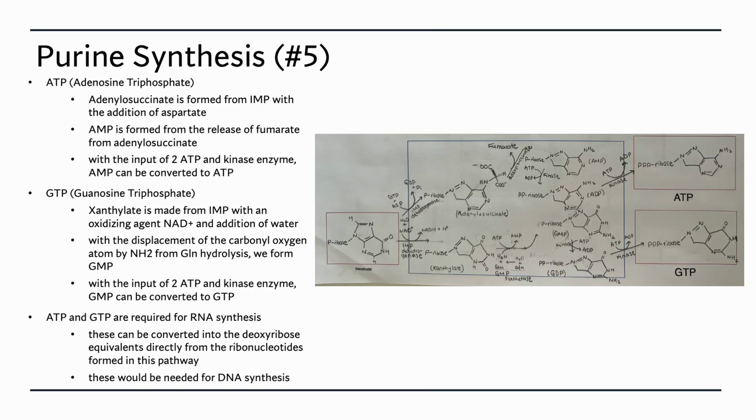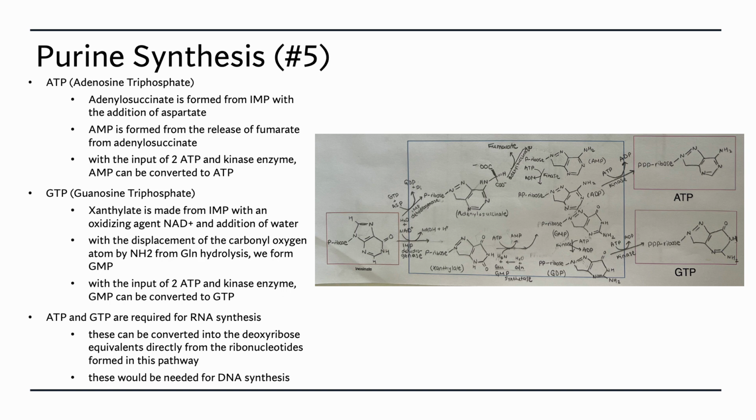Let's first discuss how ATP is formed in this pathway. First, adenylosuccinate is formed from IMP with the addition of aspartate. Then, AMP is formed from the release of fumarate. Last, with the input of 2 ATP and the help of kinase enzymes, AMP can be converted to ATP.